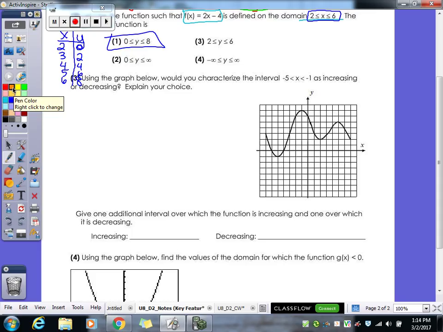All right, number 3, using the graph below, would you characterize the interval -5 to -1 as increasing or decreasing? Explain your choice. So again, this is from -5 to -1 in your x's. So I'm going to count over to -5, 1, 2, 3, 4, 5. My graph is down there at -1, so it starts there and it goes to where x is -1. So just this part of the graph, is it increasing or decreasing? Increasing. How do we know it's increasing? Because it's going up.